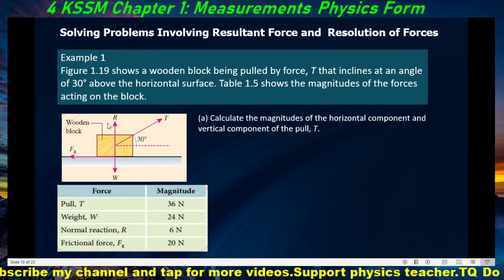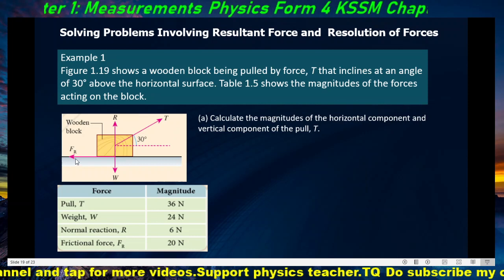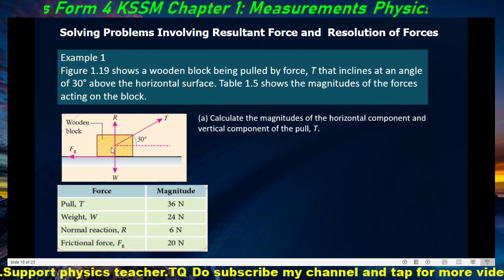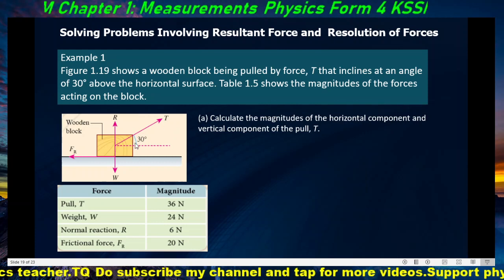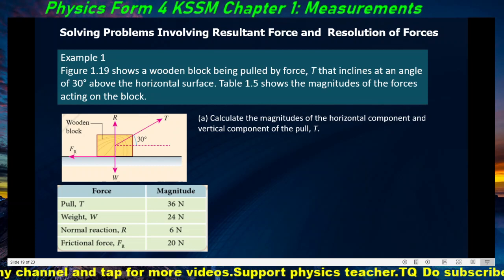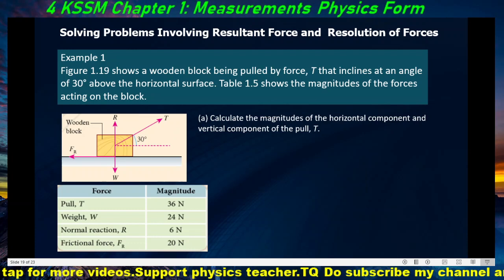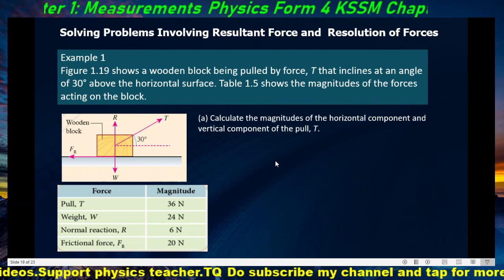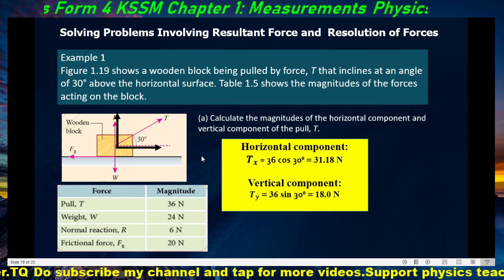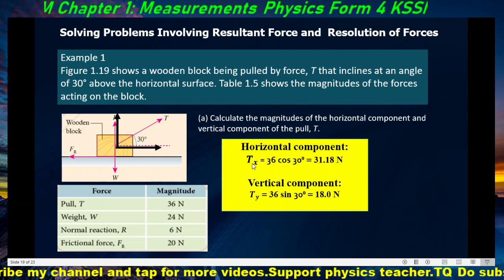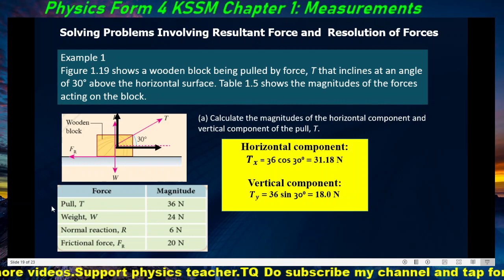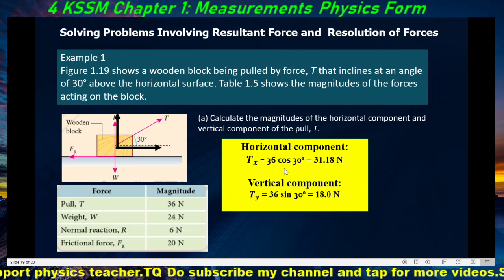As you can see, R, W, and FR are already vertical or horizontal. But there's a force T which is inclined at an angle of 30 degrees from the horizontal. So what we do, we need to resolve force T into two components, horizontal and vertical. The horizontal part is Tx, the vertical part is Ty. You can look here, given also the other values of W, R, and FR.